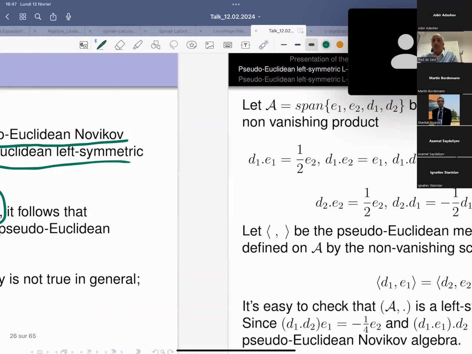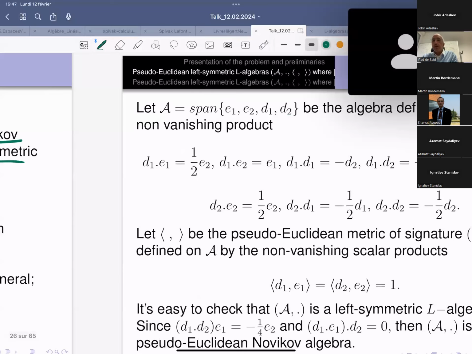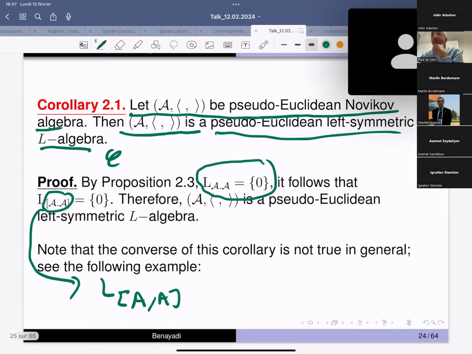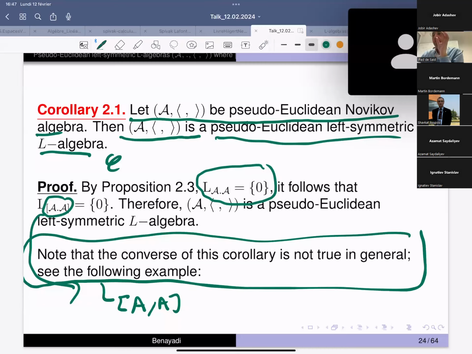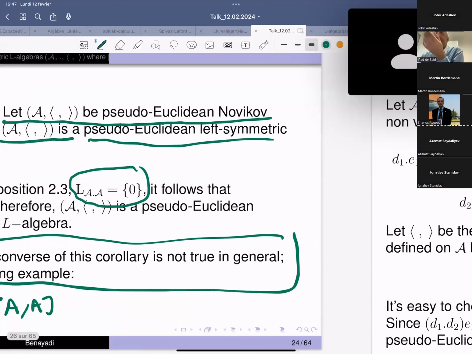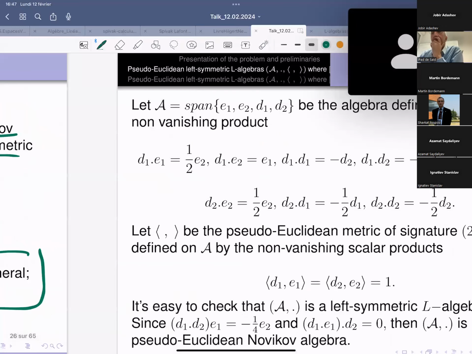But the Novikov class is strictly this one. Say that the class of pseudo-Euclidean Novikov algebra is contained strictly in the class of left symmetric L algebra. Is strictly contained. Why? We have this example.